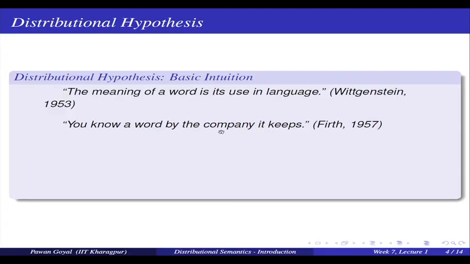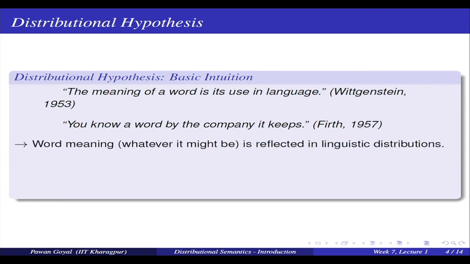Along similar lines, in 1957, Firth said, you know a word by the company it keeps. Now, what do I mean by the company of a word? What are the other words it occurs with in my corpus or in my language? And that tells me about the word. Now going one step further, what these quotes are saying is that the word meaning, whatever it might be, I do not care what exactly the meaning is, but whatever it is, it should be reflected in the linguistic distributions. That is the way the word has been used in the language. That will tell me the word meaning.